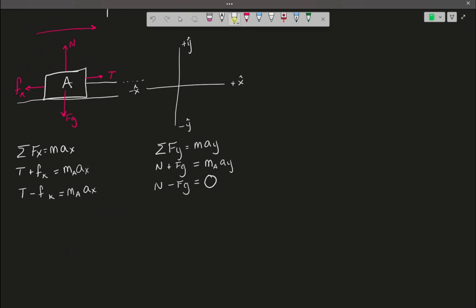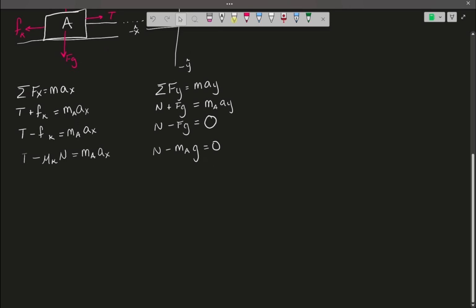So I'm going to replace my frictional force with tension minus my coefficient of kinetic friction times the normal force is equal to the mass of this object times the acceleration in the x direction. And I'm going to replace this Fg with the mass of the object times g, and this will be equal to 0. I see already that I can simplify or make this equation in the x direction more specific by replacing my normal force with an equation for the normal force that comes from the y direction.